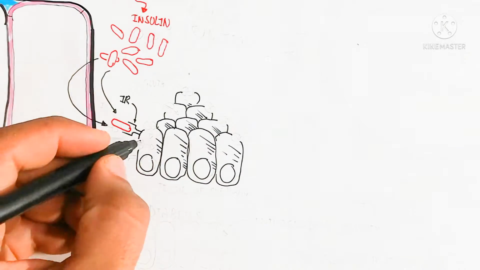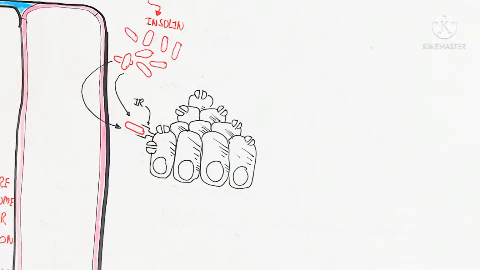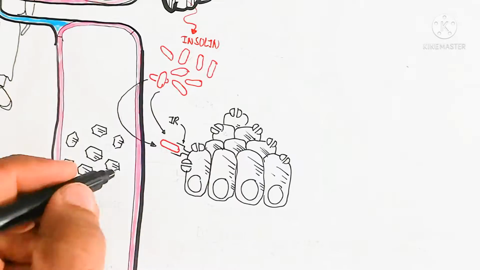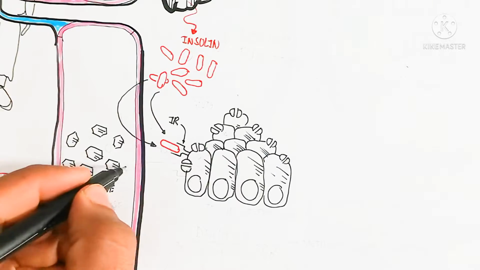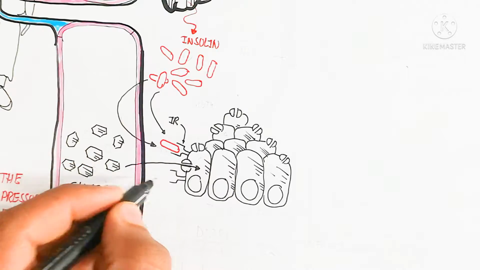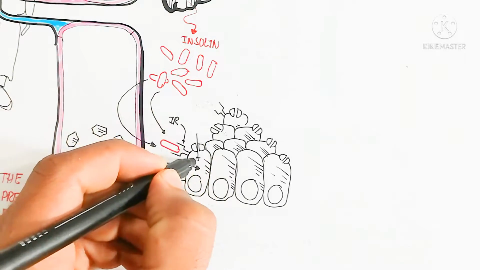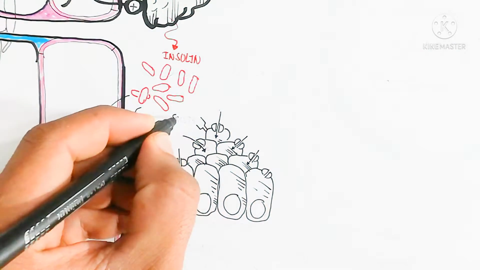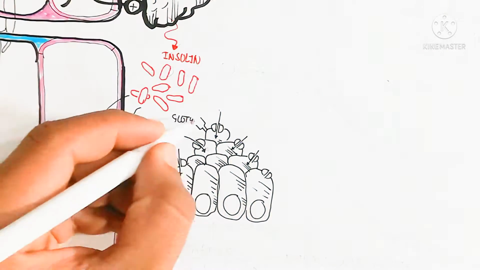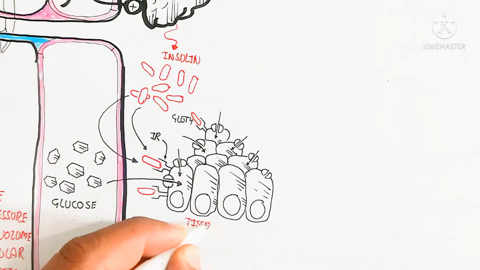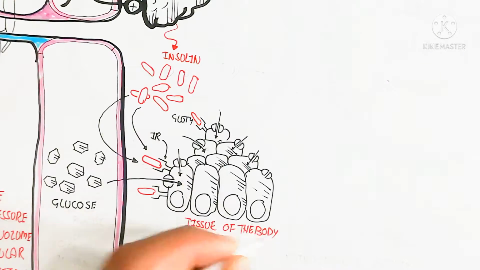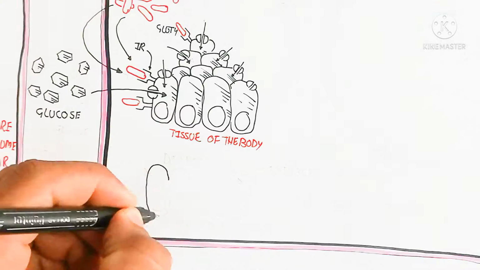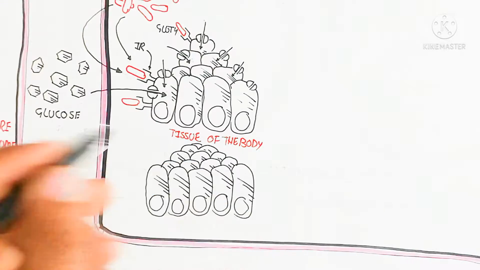Several tissues contain insulin receptors, and after insulin binds, the glucose present in the blood will move into the cell through the GLUT4 channel, which is stimulated via the insulin receptor or insulin-like growth factor 1. So this is the tissue of the body normally.